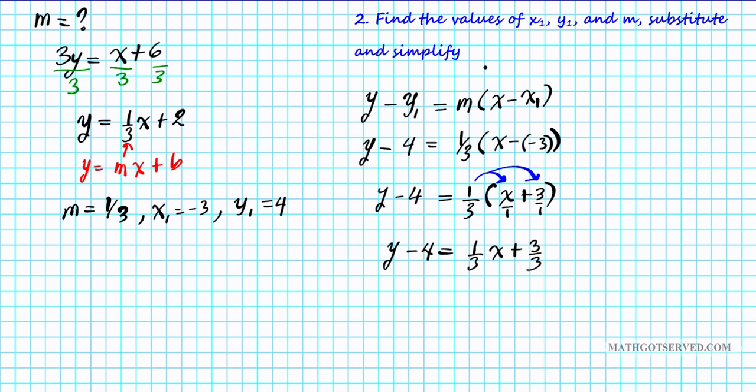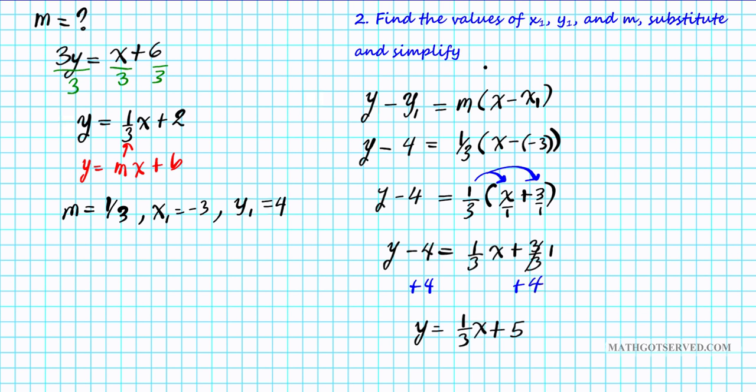Okay, so to finish this off, we'll add 4 to both sides of the equation. So we're going to have y equals 1/3 x plus 3 over 3 is 1, right? So this is 1, so 1 plus 4 is 5. There goes the equation of a line that's parallel to the given line and goes through point -3, 4.